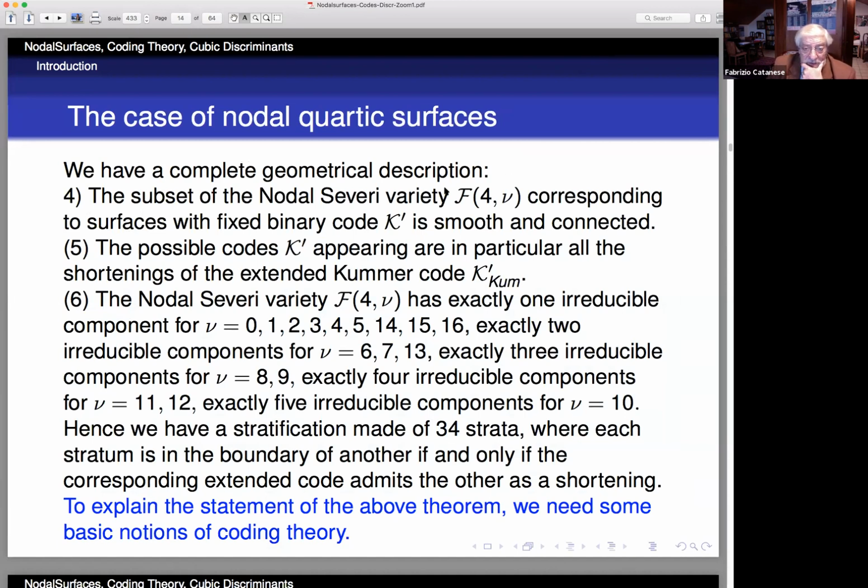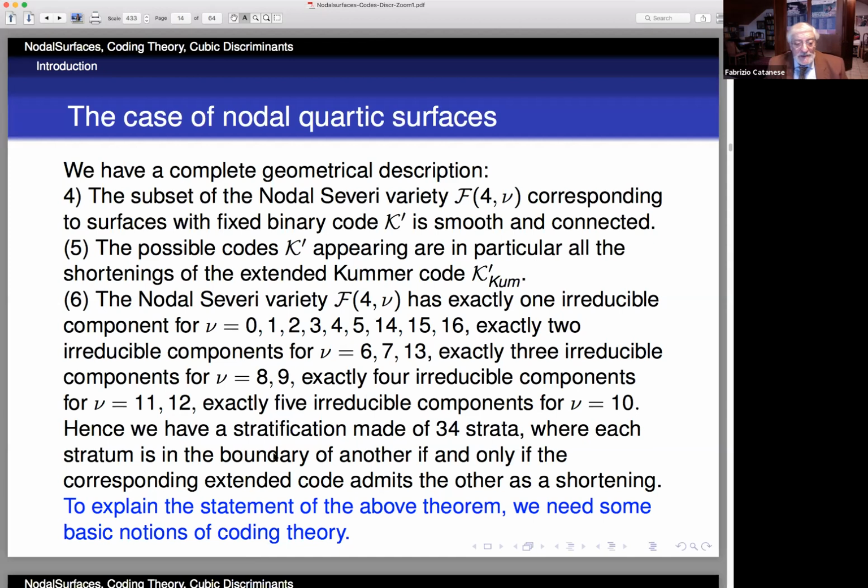To illustrate the result better, if you fix the binary code K prime, we get a subset which is smooth and connected. We get all the shortenings of the extended Kummer code. And so it follows that the nodal Severi variety F4,ν has exactly one irreducible component if the number of nodes is between 0 and 5 and between 14 and 16. Two components if ν is 6, 7, 13. Three irreducible components for ν equal 8, 9. Four components for ν equal 11, 12, and exactly 5 irreducible components for ν equal 10.